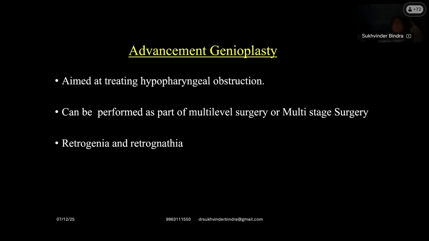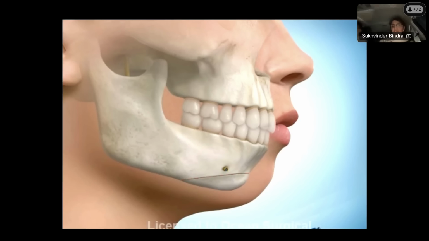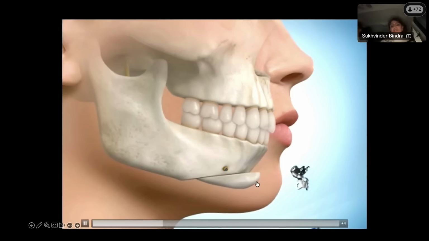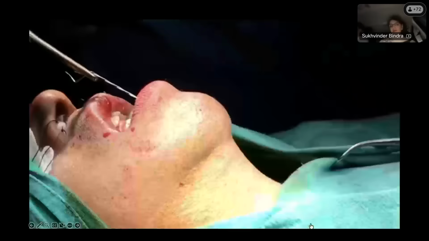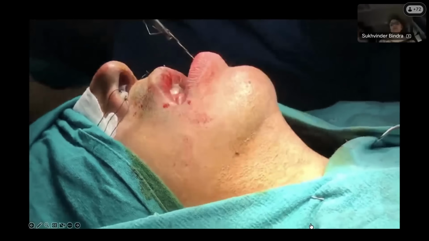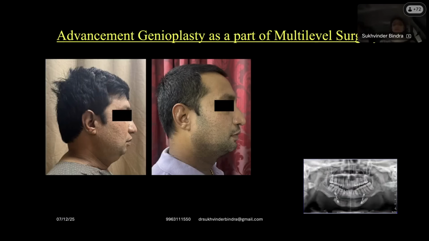This is a beautiful procedure. You can do it as a part of multi-level surgery. You can do nose and palate, or you can use it as a multi-stage surgery where you address the soft tissue first and then you can do the genioplasty in retrogenia and retrognathic cases. Surgeons can perform a sliding genioplasty. This is how the genioplasty is performed, and this is the new position where we fix it, with chin projection elevation. And this is how we check it in the OT. And this is how you can appreciate this.